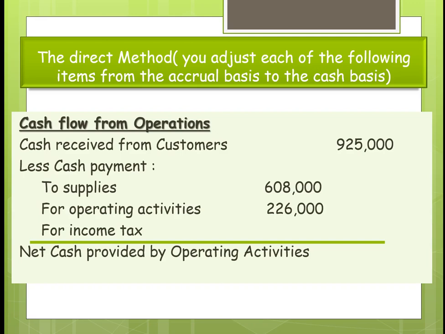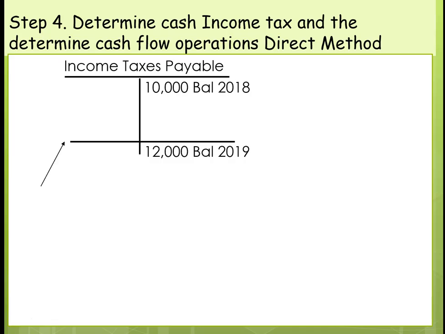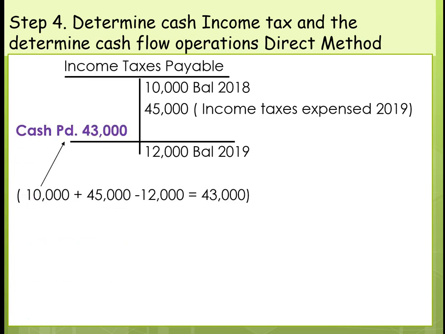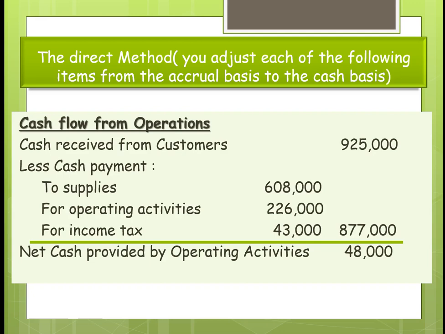The last we're going to do is income tax. We know what the income tax expense was, so how much did we pay? It would come out to be $43,000. Now we can plug that into our income tax cash. So now we know our net cash provided by operating activities is 48, which is exactly the same number we got doing the indirect method. And that concludes part 4.